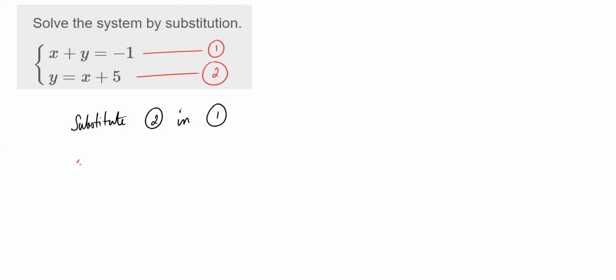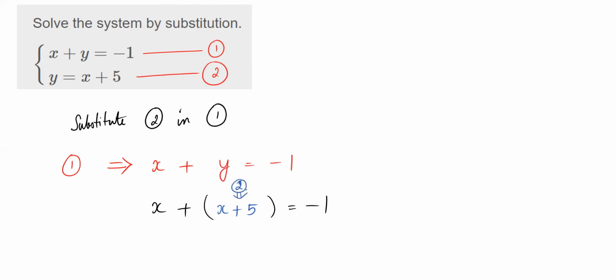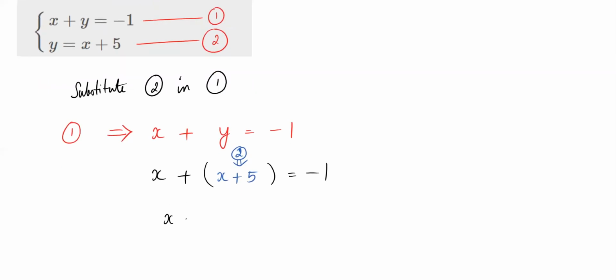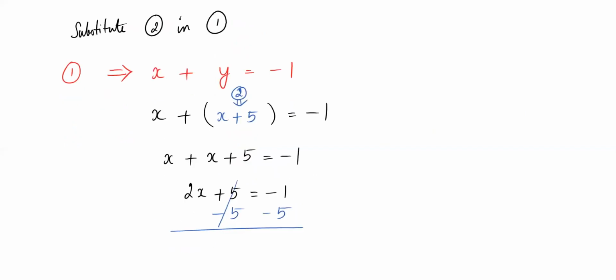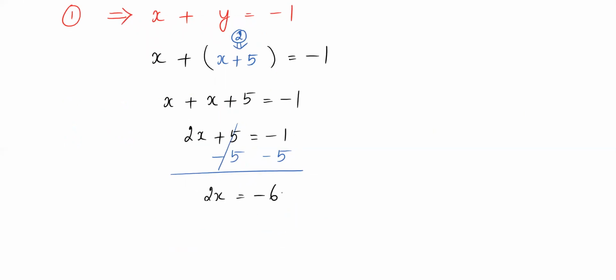I'll call it equation 1 because I directly plug in the 2. x plus y equals -1 is our equation 1. So x plus y equals -1, where y is going to be x plus 5. I will just say this is equation 2 plugged in. All right, now distribute. So x plus x plus 5 equals -1. Combine the like terms. That gives you 2x plus 5 equals -1. Subtract 5 on both sides. 2x equals -6. Divide by 2 on both sides. x equals -3.